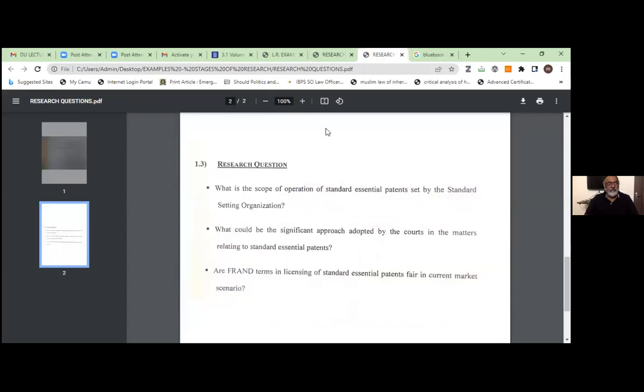Okay. So how does the research question look in this particular project? Here, the researcher has begun by asking, what is the scope of operation of standard essential patents? What could be the significant approach? And what are the FRAND terms in licensing? So basically, direct questions. Based on these questions, again, the researcher will formulate chapters and answer these questions in those chapters.